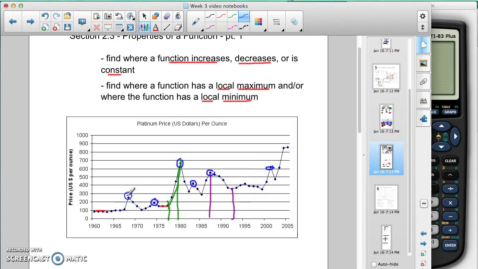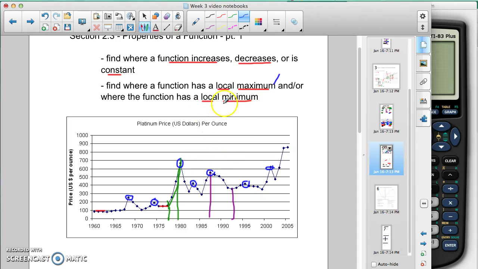Here's a maximum, here's a maximum. This would be a maximum at the end point. So those are all local maximums. Oh, I missed one here. Here's another local maximum. So we have several local maximum values that could be found along this graph. That's the highest point in its area.